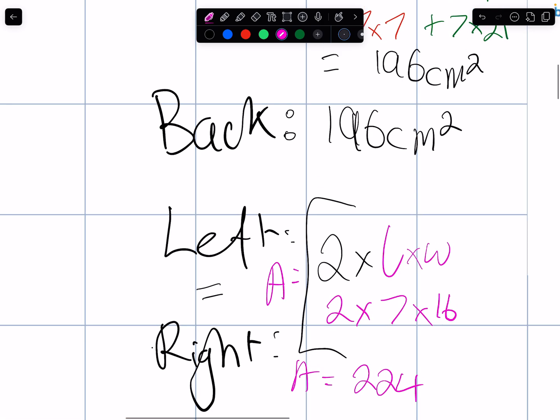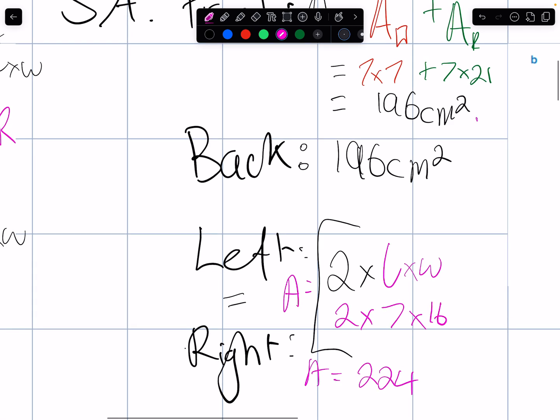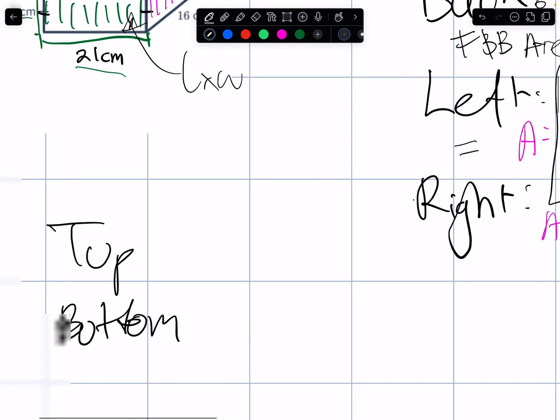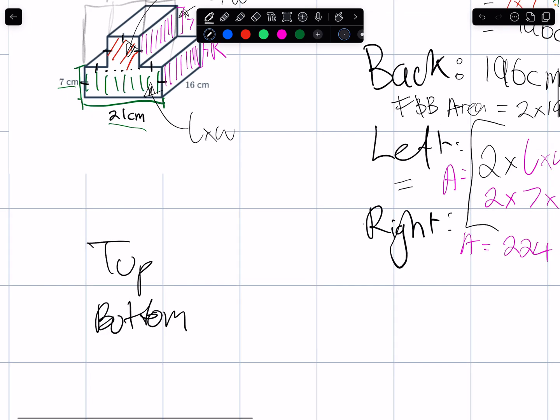All right, so now we've got our 196 and 196. So I might even just also say front and back area is equal to 2 times 196, which is equal to 392. Now, I've done front and back, I've done left and right, and now I need to do top and bottom. Now, here's the interesting thing, right?